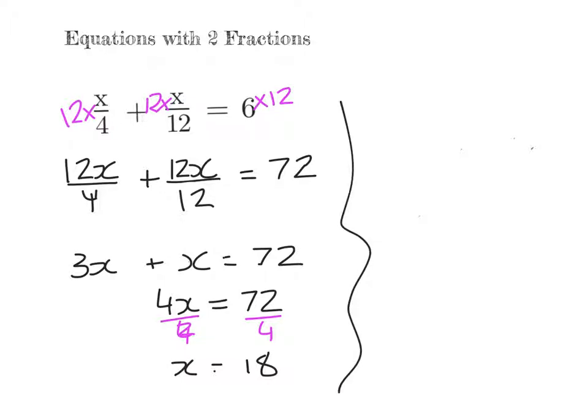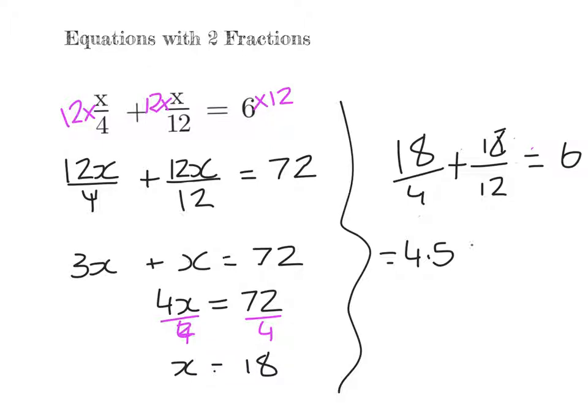So we get 18 over 4 plus 18 over 12 equals, we want it to equal 6. 18 divided by 4 is 4.5. 18 divided by 12 is 1.5. And they do equal 6. So x is 18. And sorry about the handwriting on this one.